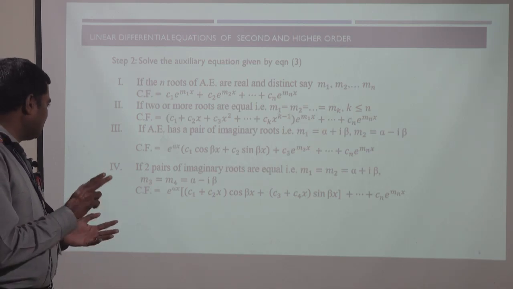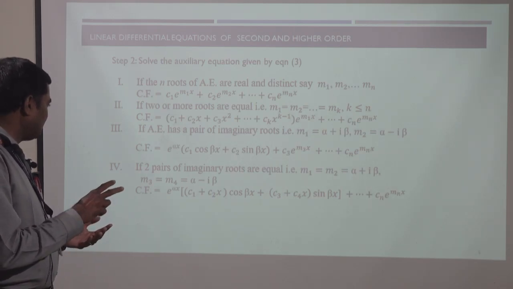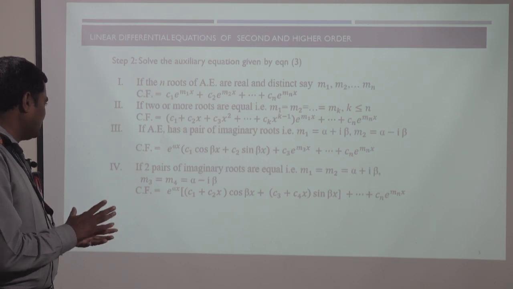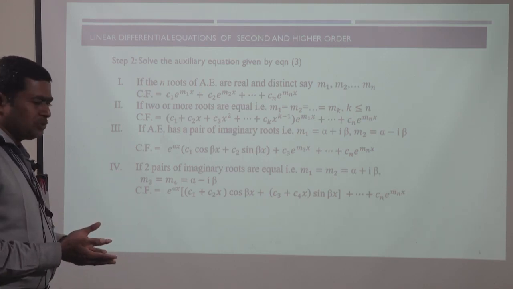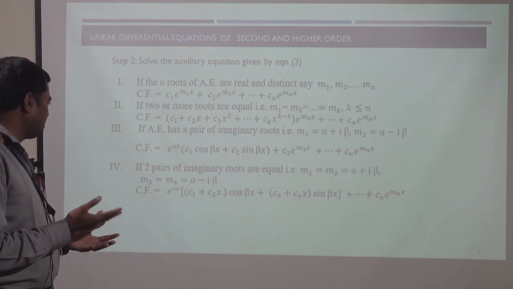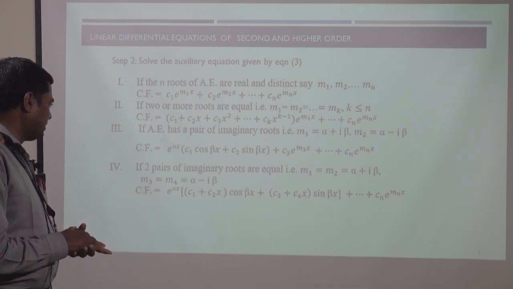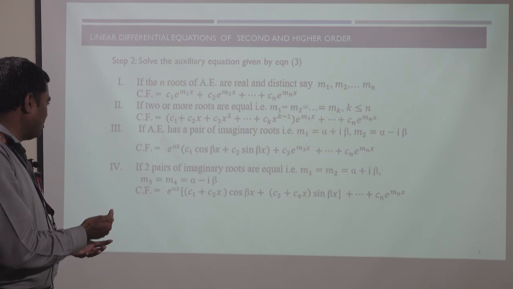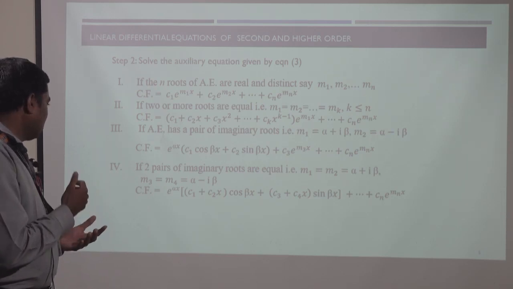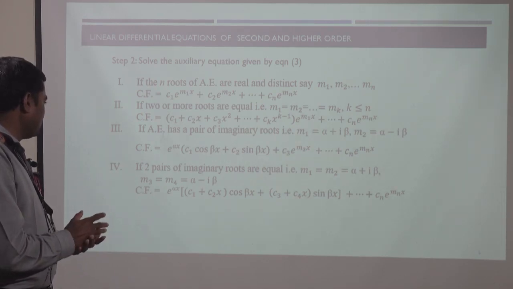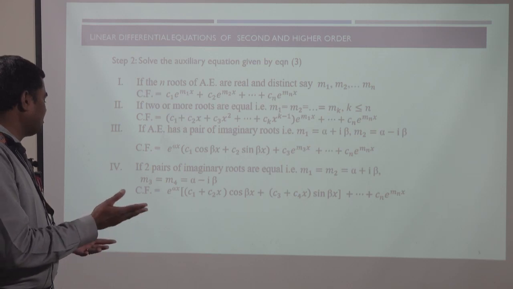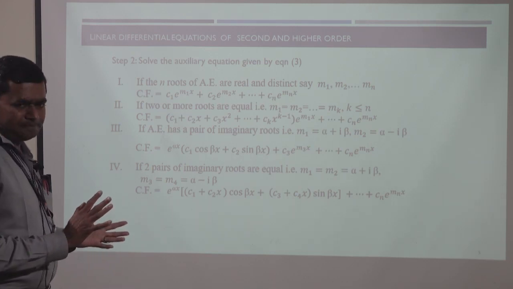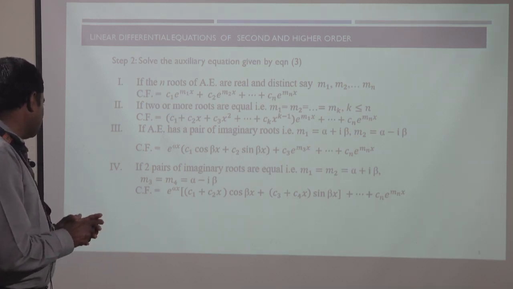Suppose m1 and m2 are the imaginary roots and the third root is real, then we add c3 e to the power of m3x. Suppose the fourth and fifth roots are equal; similarly we follow step 2. Since c3 is already used, we write (c4 plus x c5) e to the power of m4x, and so on. So this is the third case.